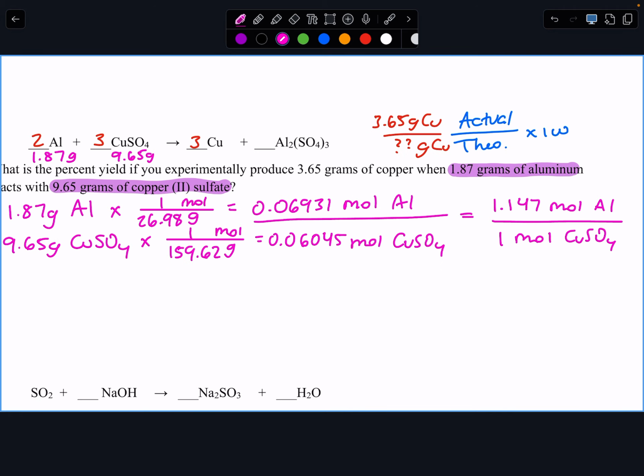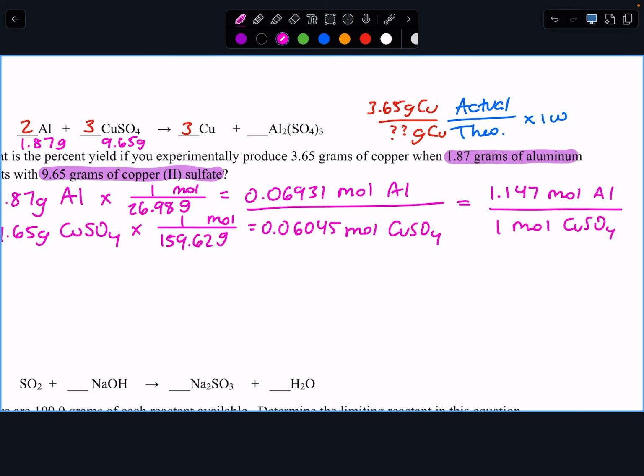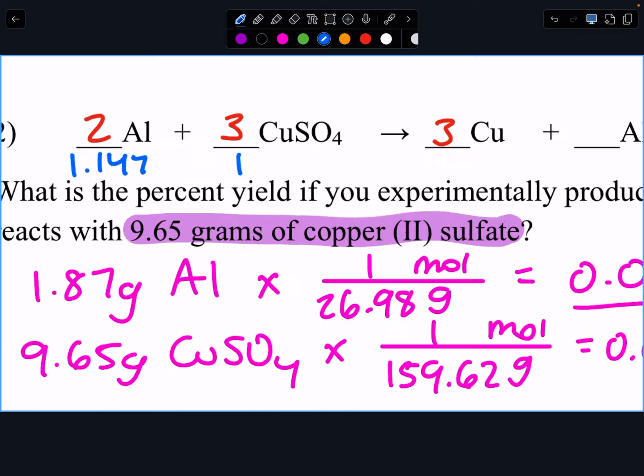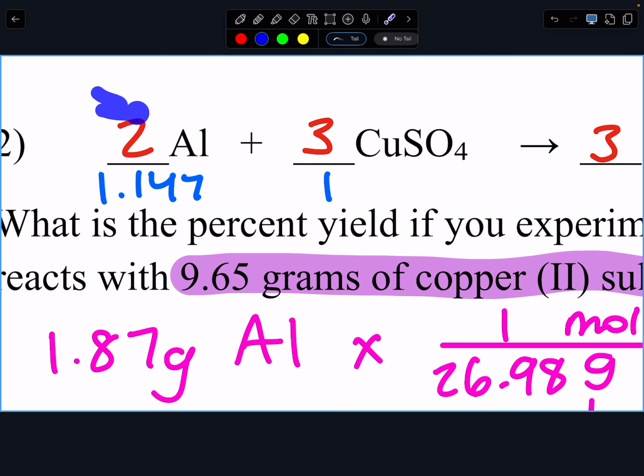Okay, now we're going to take our moles and compare it to the moles that we need. So I'm going to change the grams that I have here. Okay, so I have 1.147 of aluminum and 1 mole of copper sulfate. Correct? You're with me? So, I need how many aluminum? How many do I have, though? 1.1. Do I have enough? No. I need, for copper sulfate, 3, but I have, do I have enough?